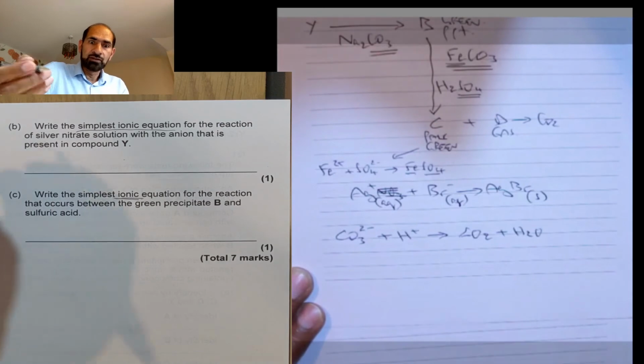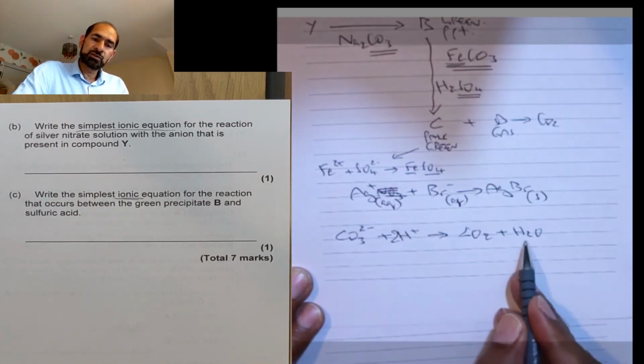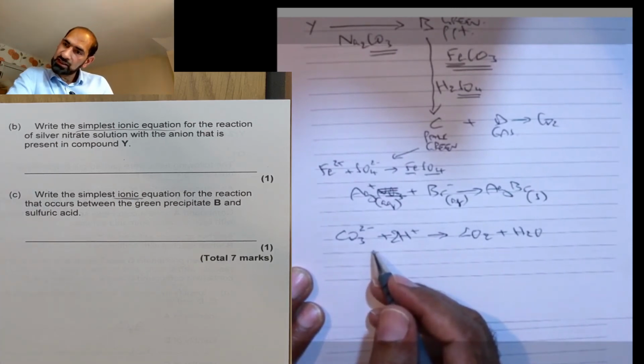Now obviously you've got to balance it, haven't you? So that's 2 H+, 2 H's, 1 carbon, that's fine. Okay, now again, does it say?